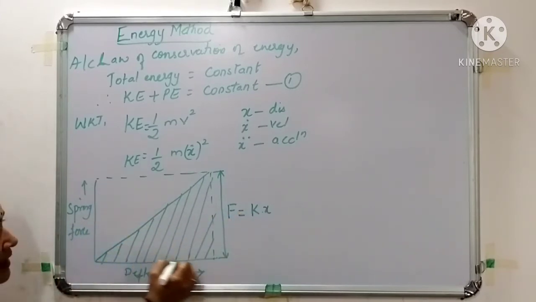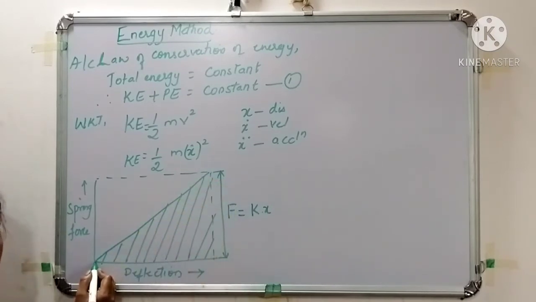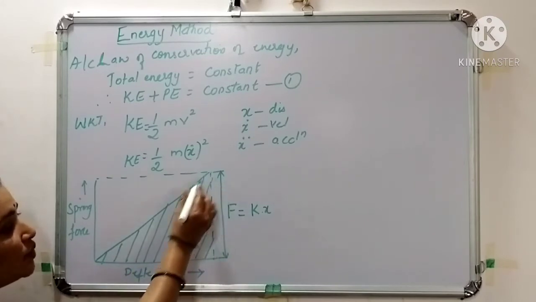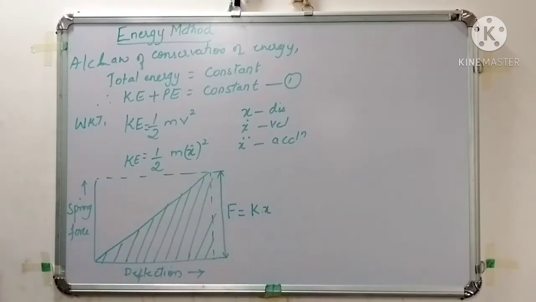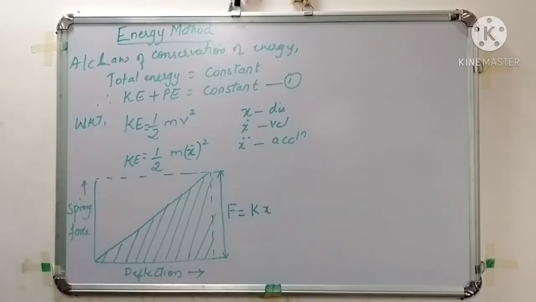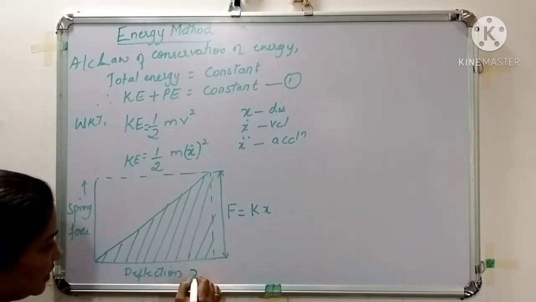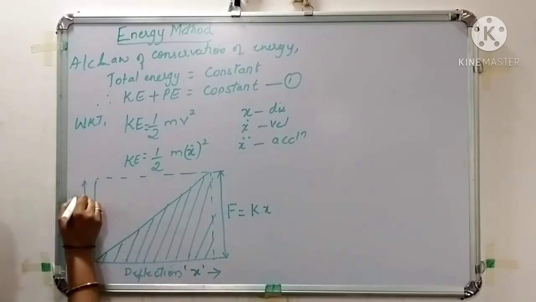I have considered this hatched portion below the curve. The area below the curve is a triangle. Then what is the area of a triangle? It is half into base into height. Using that concept, we will solve the derivation of the energy method. So deflection, as you know, is always X and spring force is F.